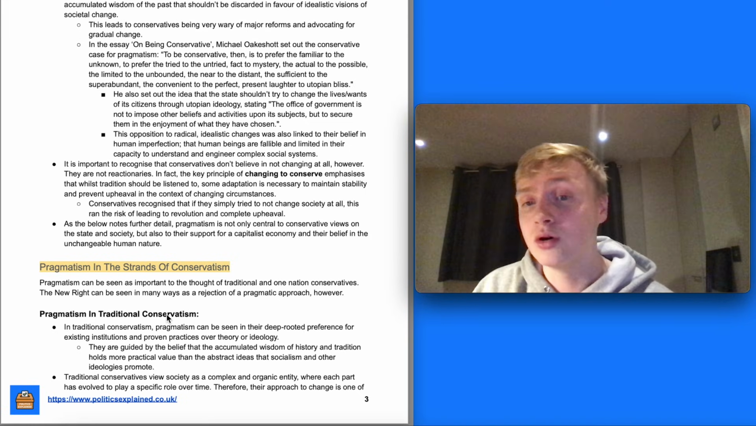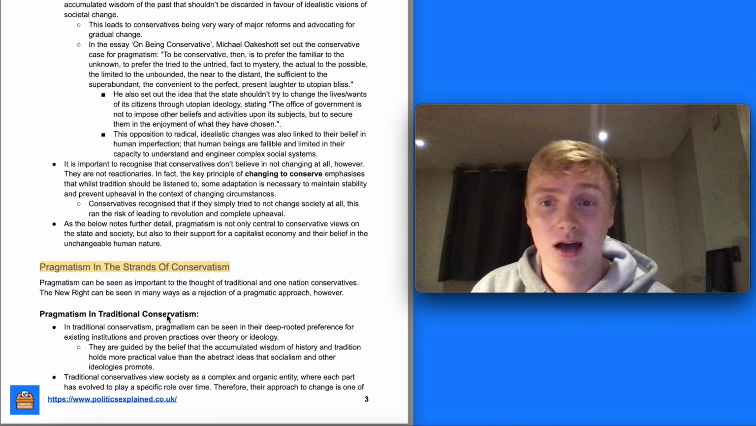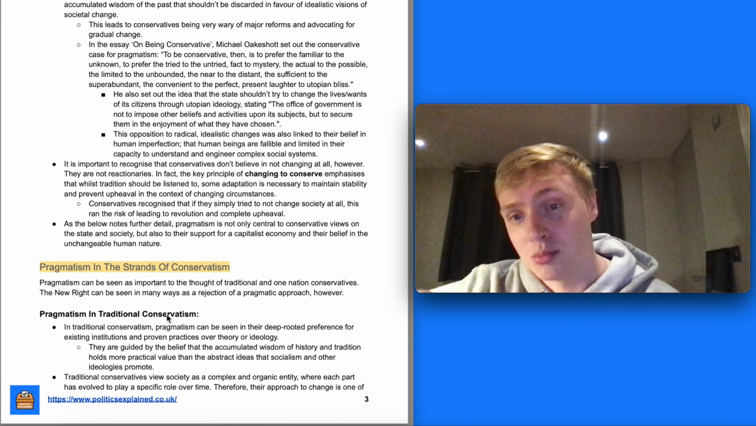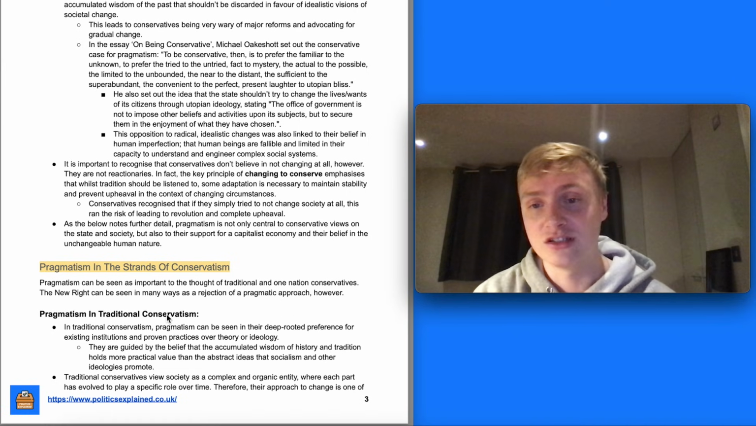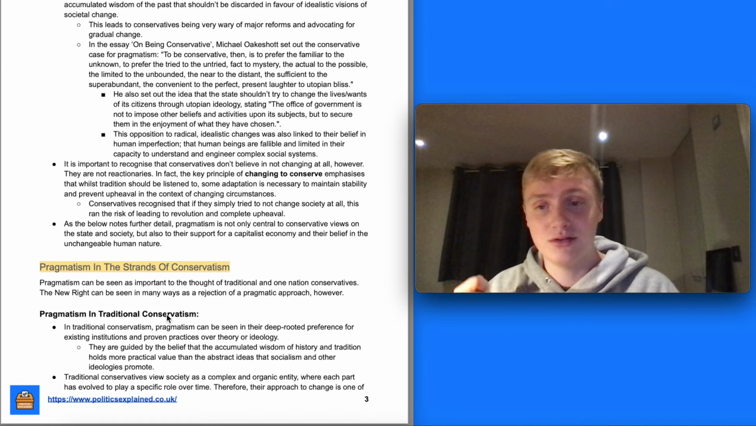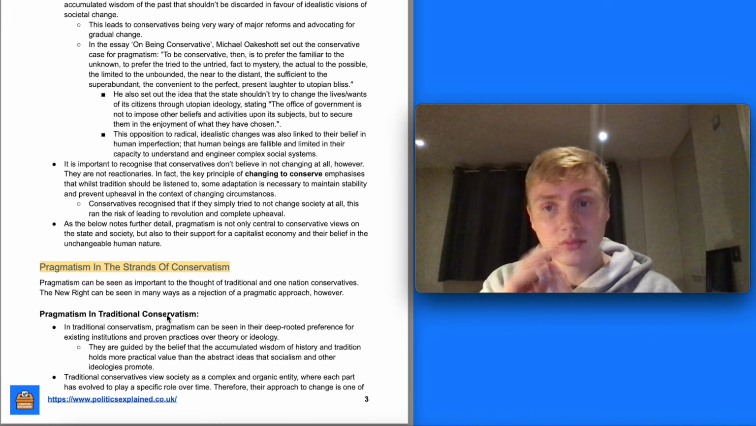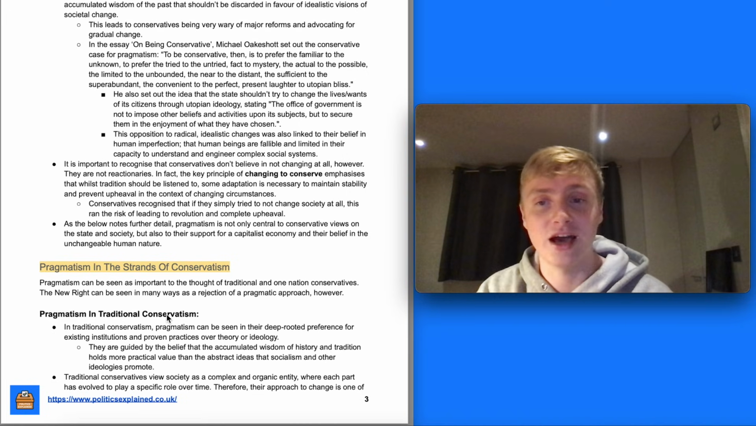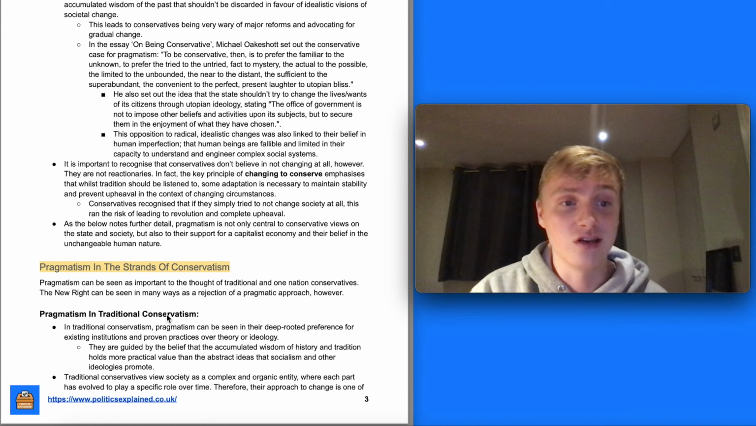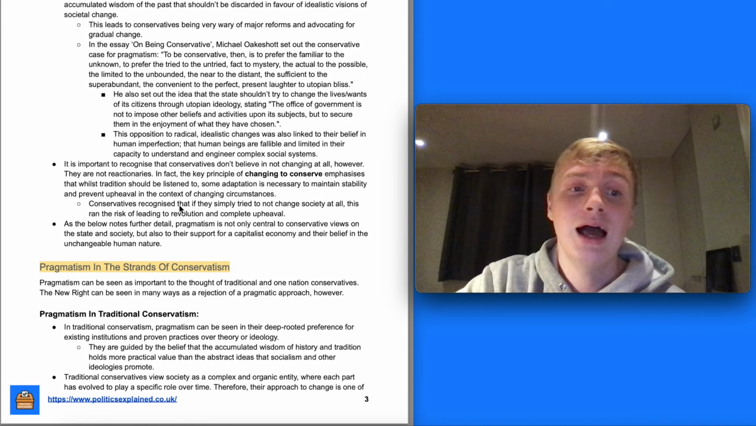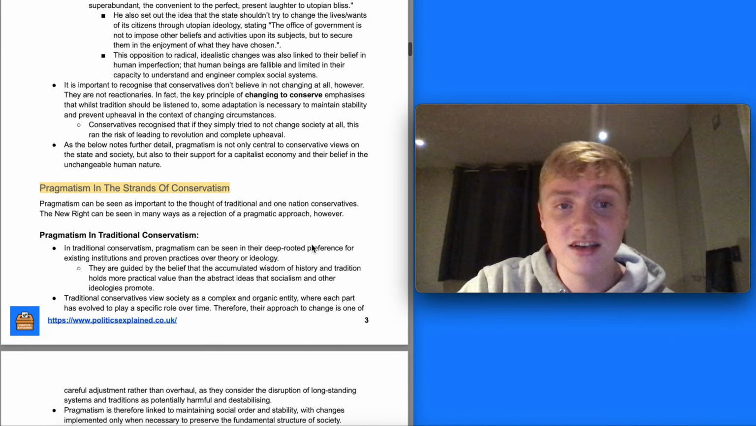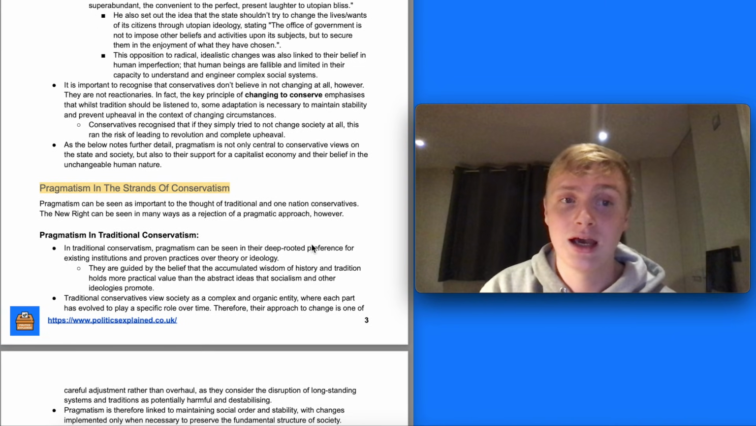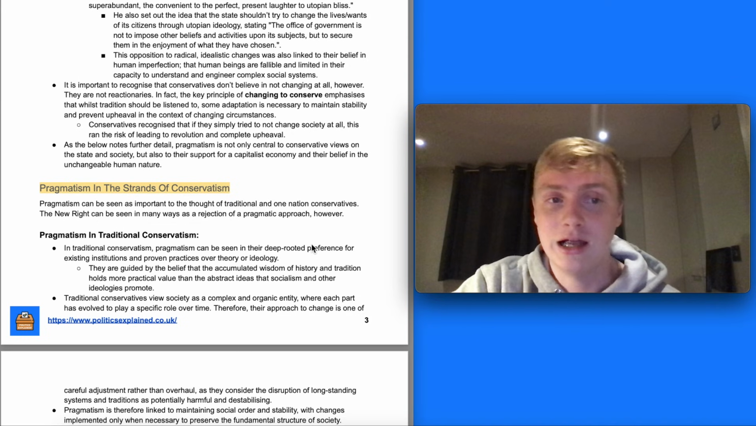So if you don't change at all, there's likely to be upheaval and a revolution, and therefore that's going to completely remove hierarchy and completely remove the key traditions and principles of conservatism. Therefore, sometimes you need to adapt and accommodate parts of society and change to different contexts. Otherwise, you're not going to conserve at all. And as the below notes further detail, pragmatism is not only central to conservative views on the state and society, but also their support for a capitalist economy and their belief in the unchangeable nature of human nature, as we'll look at later in the video.